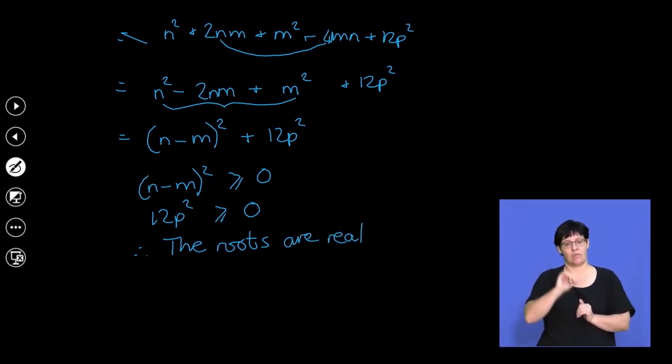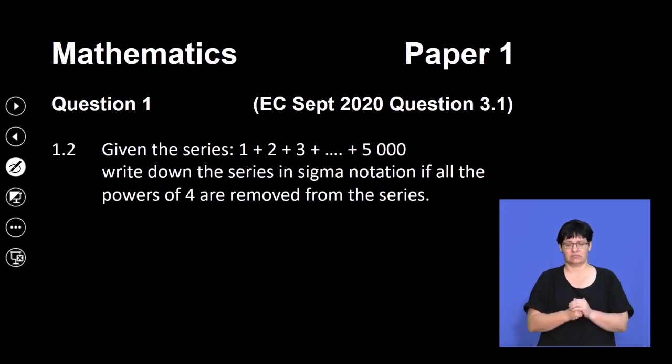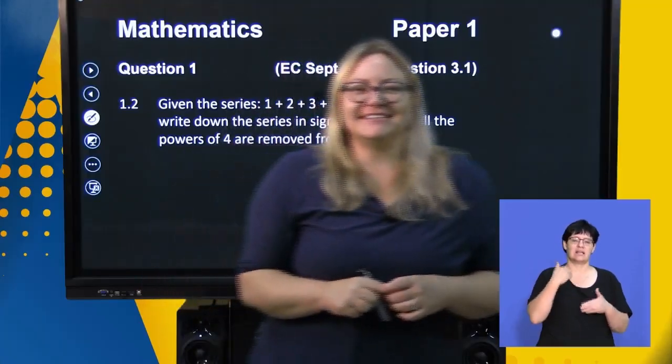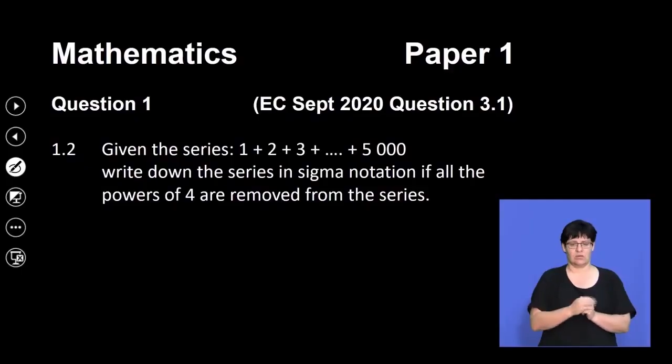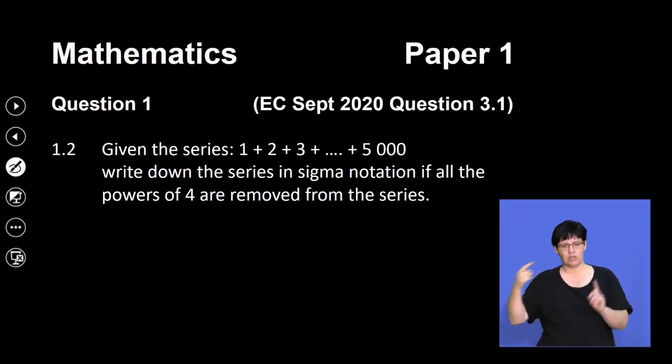Okay, let's go on to the next page. All right, so this is a question about sequences and series, and let's read it together. 1.2. Given the series 1 plus 2 plus 3 plus and so on, all the way up to plus 5,000, write down the series in sigma notation if all the powers of 4 are removed from the series.